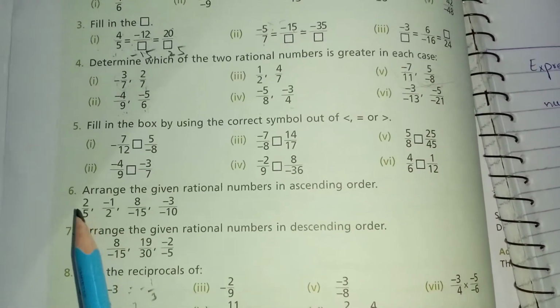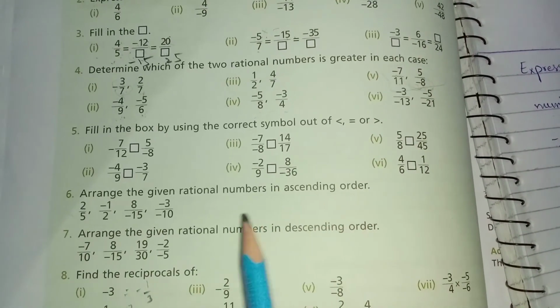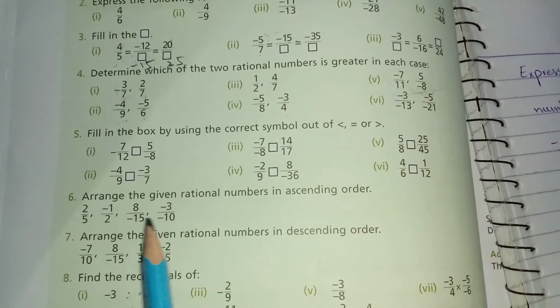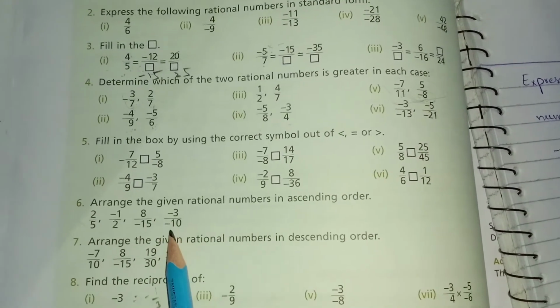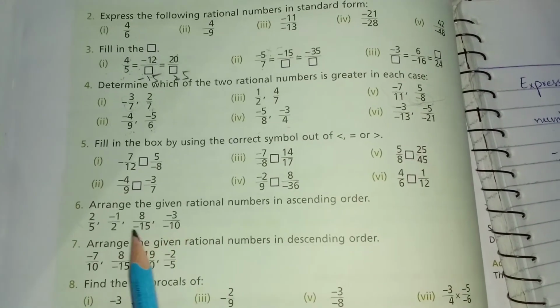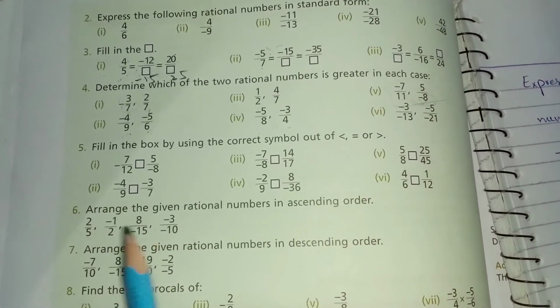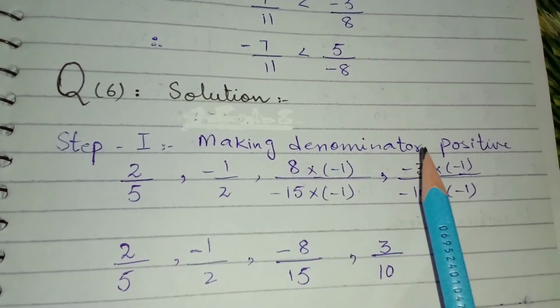Now we move to question number 6. Arrange the given rational numbers in ascending order. Ascending order means lowest to greatest. So first of all we make their denominators positive, then we make the denominators common, and then we can easily find out which rational number is less or greater than the other. Step number 1 is making the denominator positive.